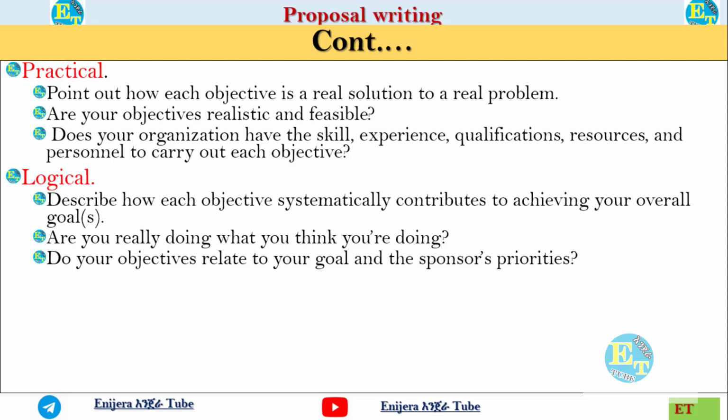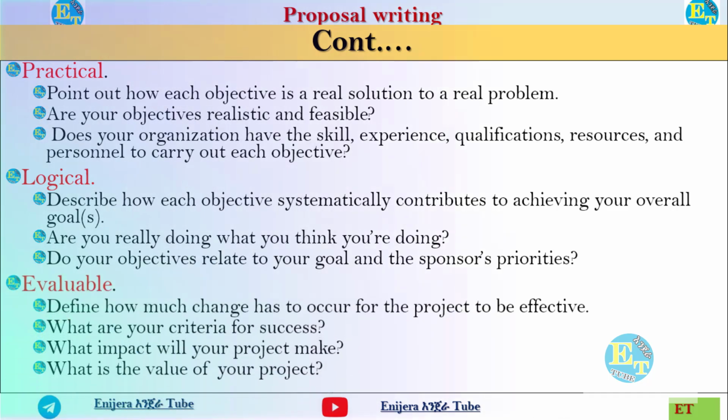The other is logical. Describe how each objective systematically contribute to achieve your overall goals. Are you really doing what you think you are doing? Do your objectives relate to your goal and the sponsor priorities?